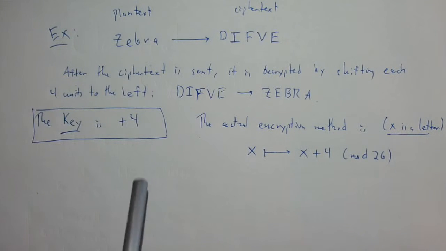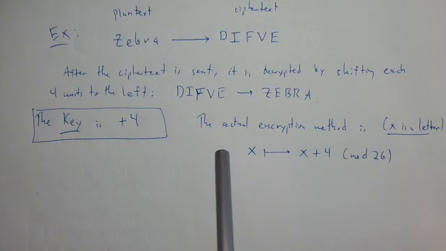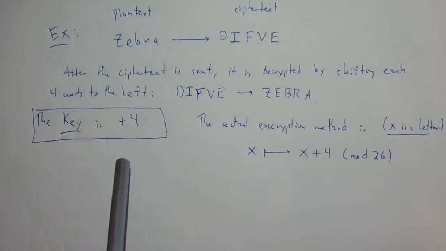And you see that knowing that the key is +4 immediately tells you the decryption method, so you just reverse it. So instead you would subtract, right? You do x minus 4. So the decryption method would just be the opposite thing here, okay? All right, and so that's how it works.